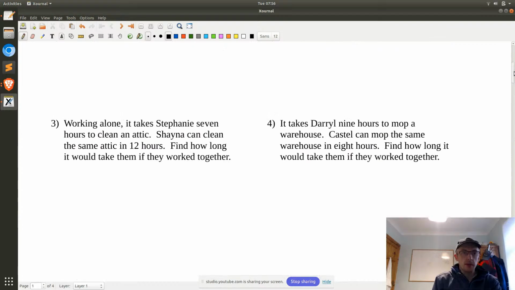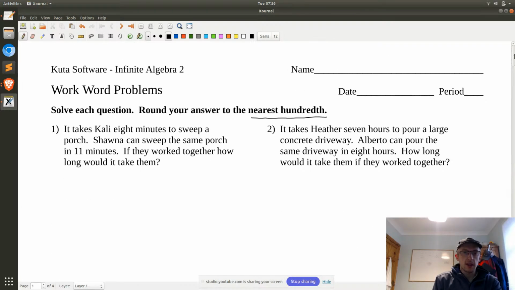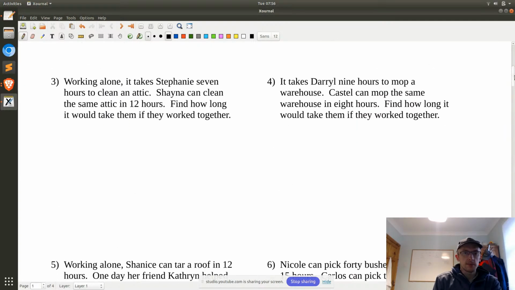So now to try problem 3 and see if I can get it right. Working alone, it takes Stephanie 7 hours to clean an attic. Right, so she cleans 1/7 of an attic. Attic with an E on the end. 1/7 of an attic per hour. That's Stephanie.